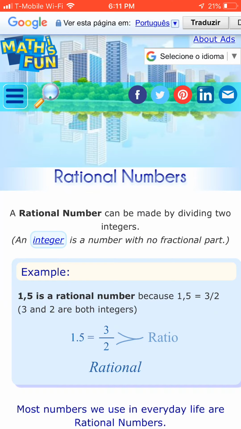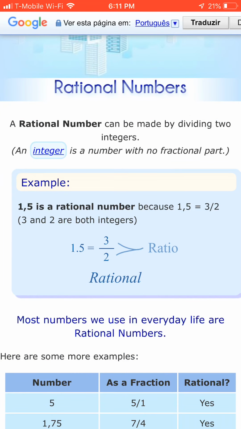Rational numbers. A rational number can be made by dividing two integers. An integer is a number with no fractional part. Example, 1/5 is a rational number. Another example is 3/2, where 3 and 2 are both integers. Most numbers used in everyday life are rational numbers.